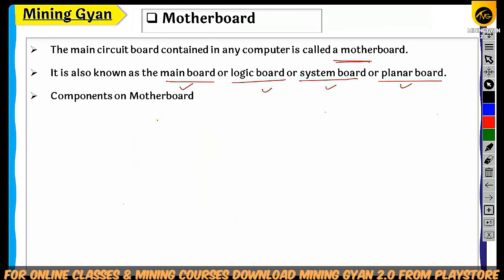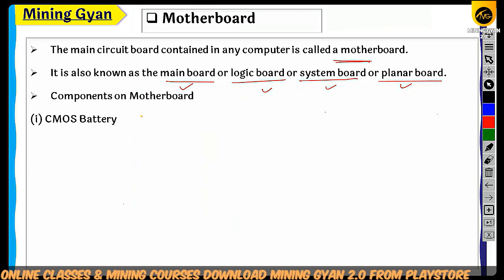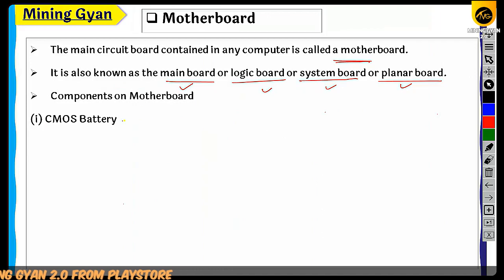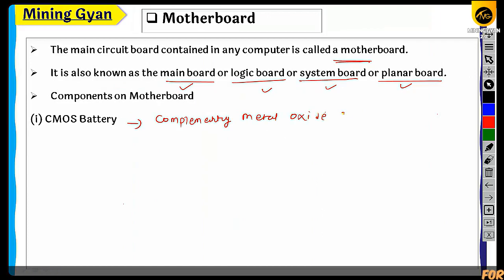So components on the motherboard: the first one is the CMOS battery. Okay, these all are the components on the motherboard. What things are mainly attached to the motherboard? So the first one here is the CMOS battery. The CMOS battery means complementary metal oxide semiconductor. CMOS, C for complementary, M for metal oxide semiconductor battery. This is the first component which is in the motherboard.